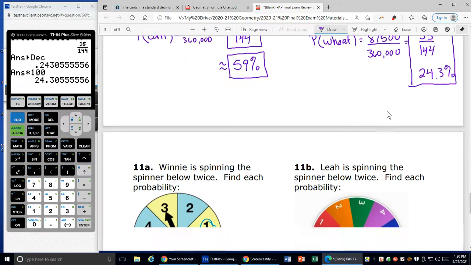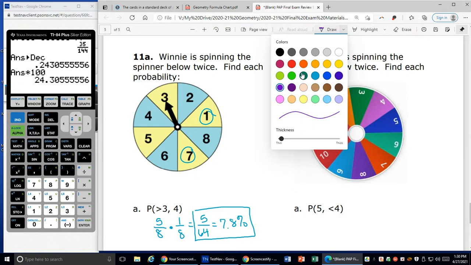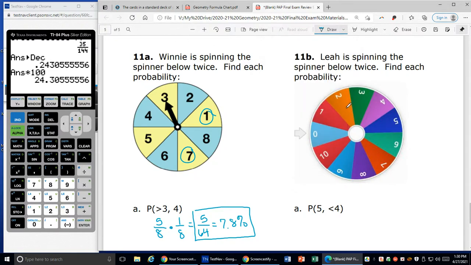Okay? All right, let's look at these last 3 problems. Leah is spinning the spinner below twice. Find each probability. The probability that we land on 5, and then something less than 4. So how many 5s are there to choose from? On my 1, 2, 3, 4, 5, 6, 7, 8, 9, 10, 0. There's 1 5. Out of how many? So it kind of looks like there's 10 wedges, but because there's 0 here, there's really 11 wedges or sectors to this spinner.